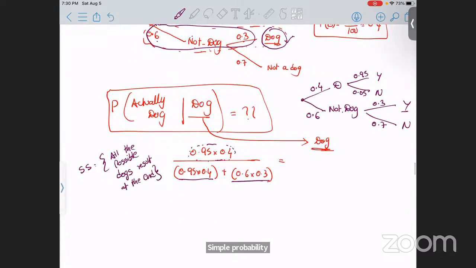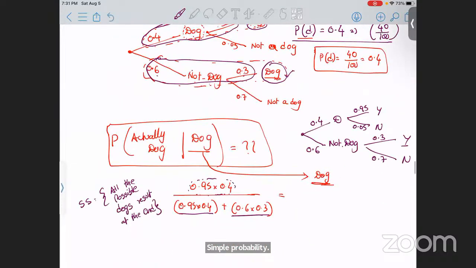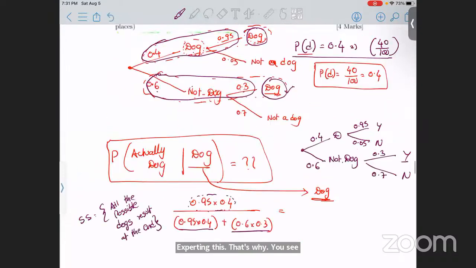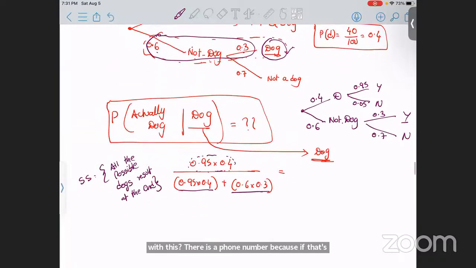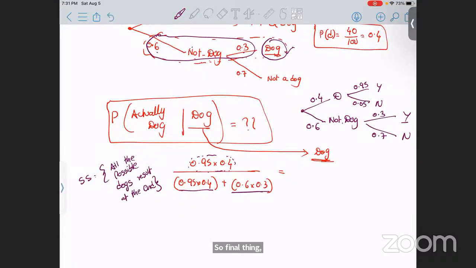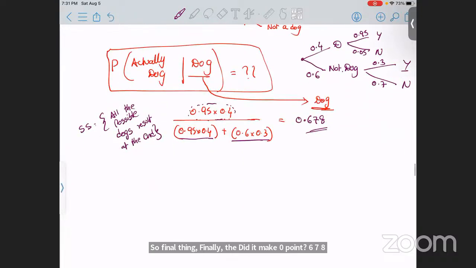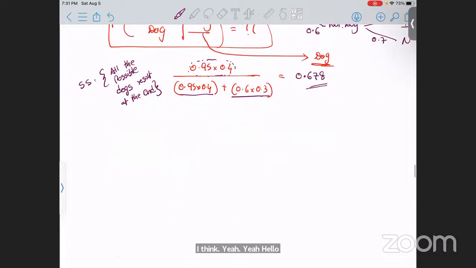Clear? Don't worry, I will explain the formula method also. But I want to make you an expert in this. If you are uncomfortable with this, there is a formula method also. That's not a big deal. So the final answer is 0.678, I think. Yeah, 0.678. Clear, everyone? Now we will go to the formula method.